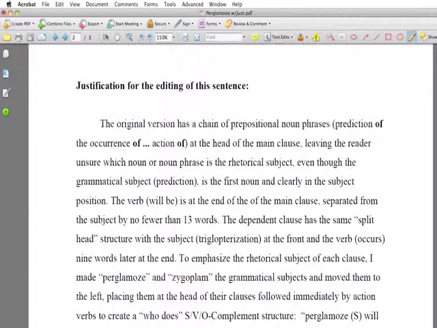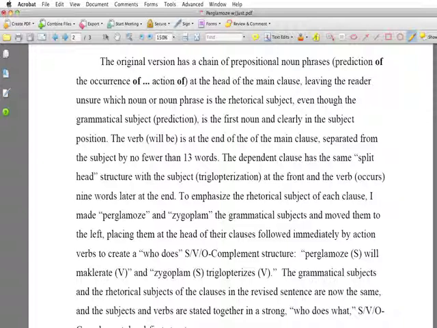And here's a sample justification. You start by saying what's wrong with the original. It has a chain of prepositional noun phrases, and then identify at least some of them: prediction of, occurrence of, action of, at the head of the main clause, which leaves the reader unsure which noun or noun phrase is the rhetorical subject, even though the grammatical subject, prediction, is the first noun and clearly in the subject position. Notice also the verb will be is at the end of the main clause. So when you do your justification, start by telling me what's wrong with the original.